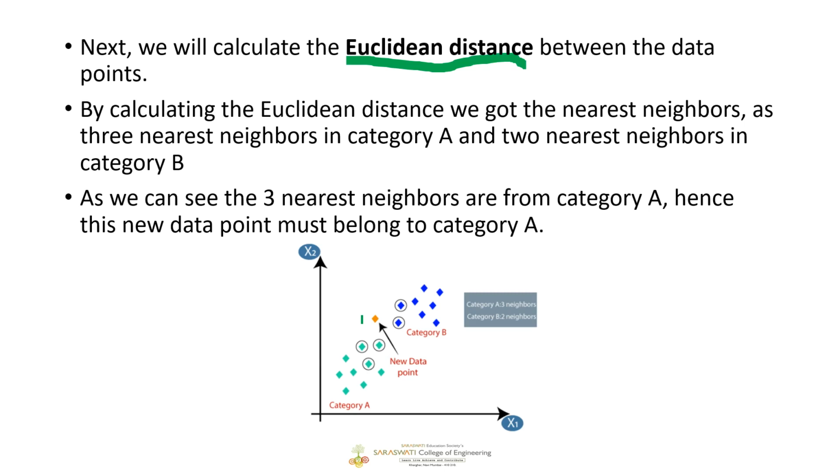Now look at these neighbors. In the blue category, we have 2 nearest neighbors, and in the green category, we have 3 nearest neighbors. So the final answer is that this new yellow point belongs to category A, the green one. Why? Because we have 3 neighbors in the green category and 2 neighbors in the blue category. So this new point belongs to the green category.